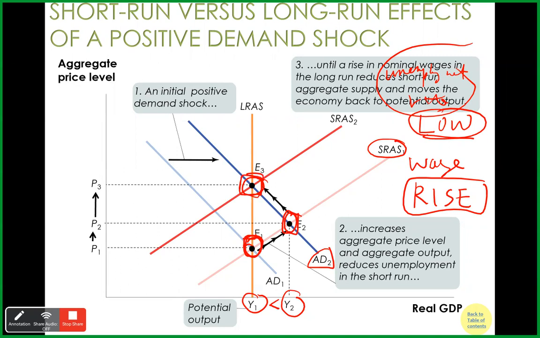But finally, if you compare E3 to E1, some things are the same, but some things are different. What is the same? We return to ground zero in terms of production. But what is different is that the price level permanently rises. So this is what happens if we are hit by a positive demand shock. Also remember, this is without the help of the government.